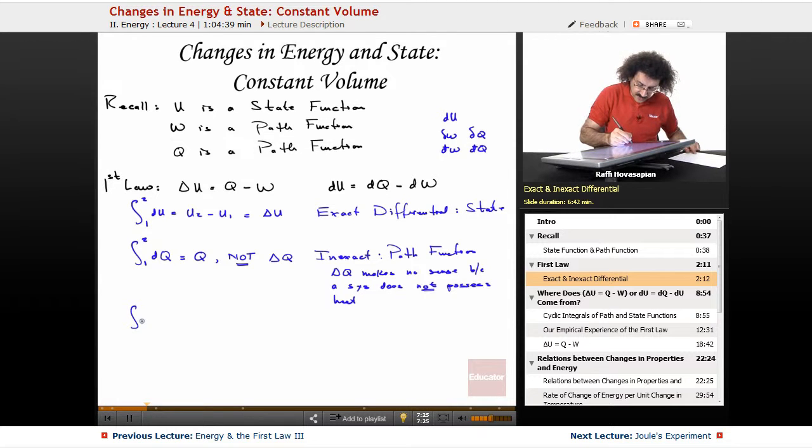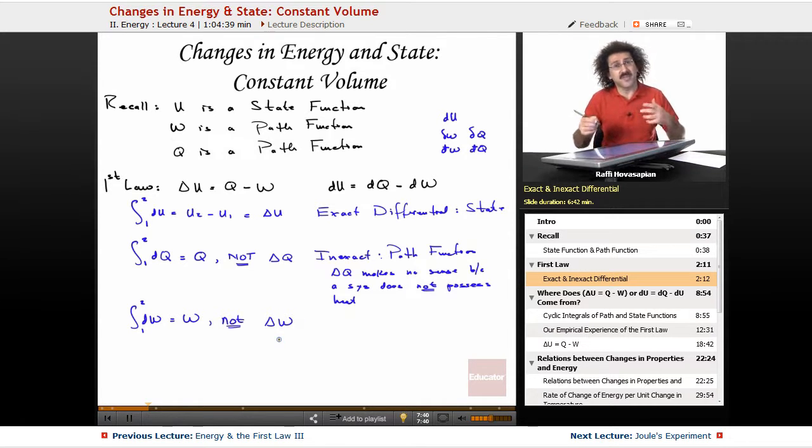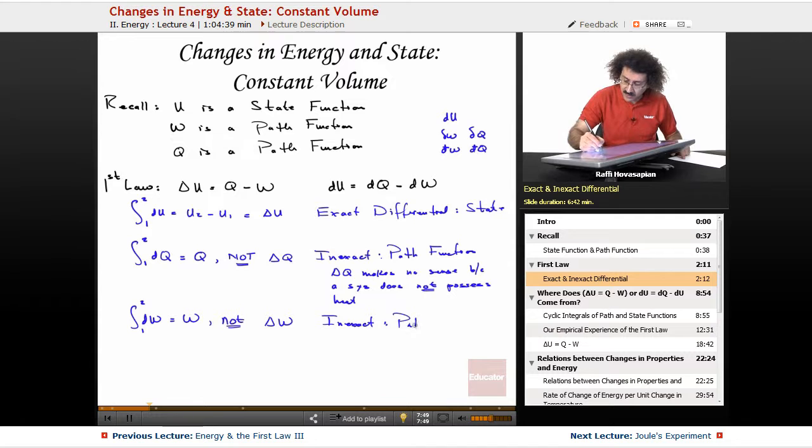And the same thing with work. When we integrate the differential of work from one state to another, we're adding up all the work done along a particular path, and we get the final work. It's equal to W. It is not equal to delta W because a system does not possess work. It does not make any sense. So again, work is inexact, a path function. dq makes no sense, and dw makes no sense for the same reason. A system does not possess work.